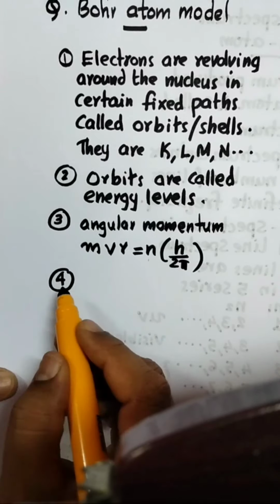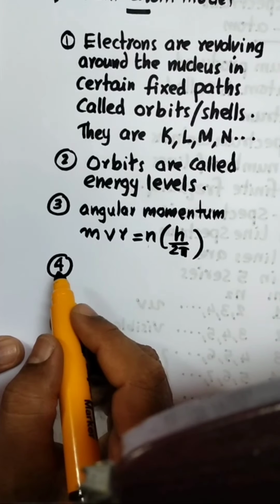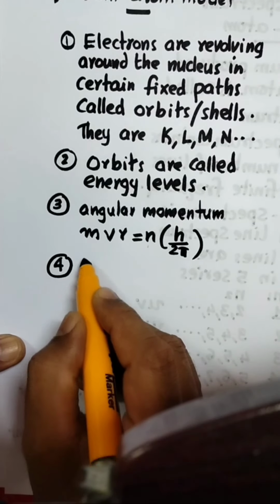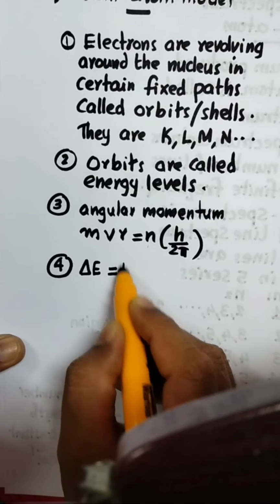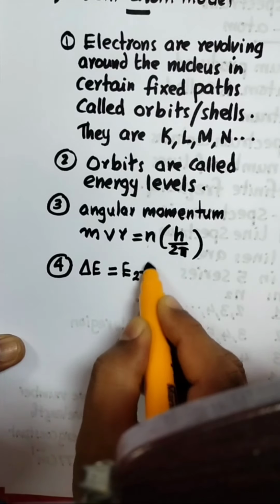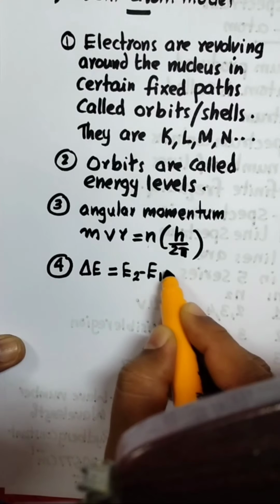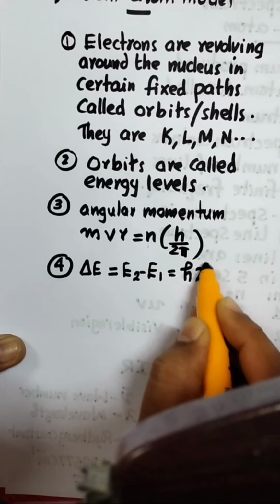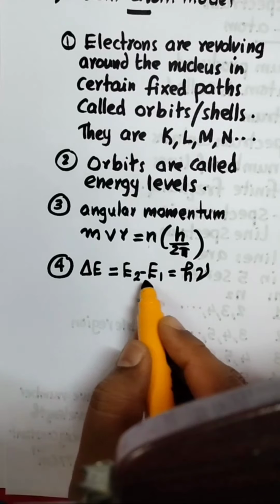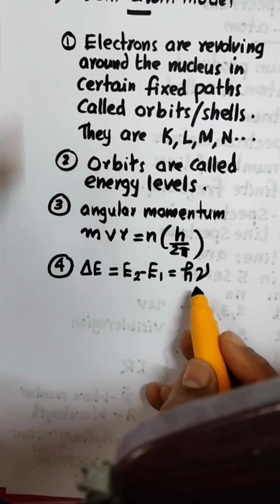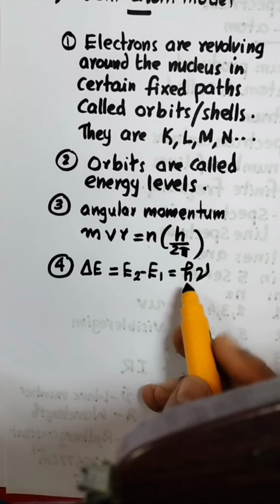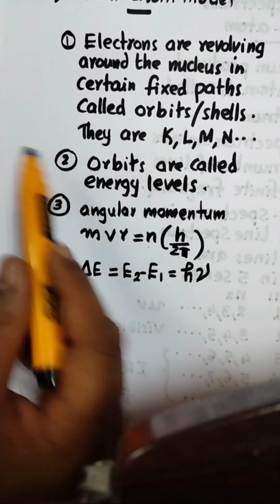And fourth point, energy difference between orbitals, delta E. Energy difference between orbitals, delta E equal to E2, second state, minus E1, first state, equal to h nu. Energy difference between successive orbitals, E2 minus E1, equal to h nu. These are the points of the Bohr atom model.